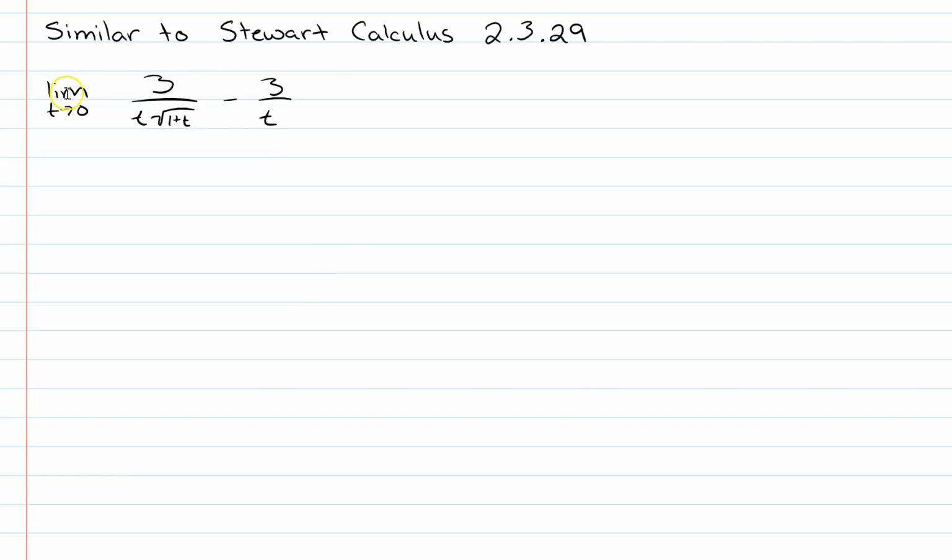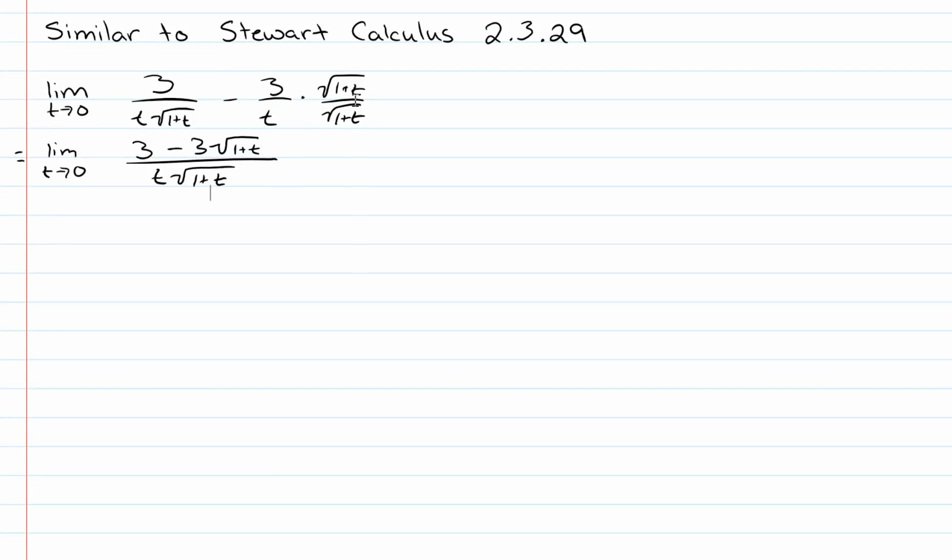All right, so we've got the limit as t goes to 0 of 3 over t times the square root of 1 plus t, minus 3 over t. We are going to start by getting this over a common denominator. So if I multiply this 3 over t by the square root of 1 plus t over the square root of 1 plus t, then I can simplify this. Put an equal sign here. Limit as t goes to 0 of 3 minus 3 square root of 1 plus t, all over t times the square root of 1 plus t. Okay, so that got us our common denominator.